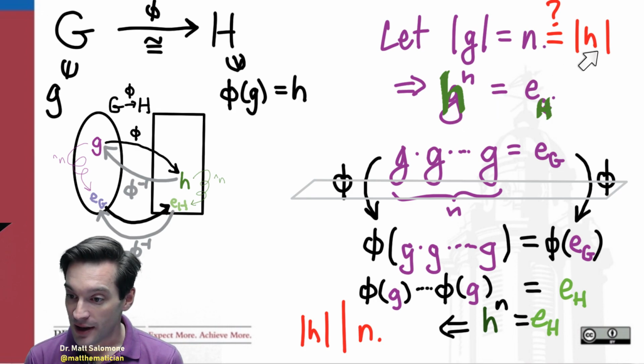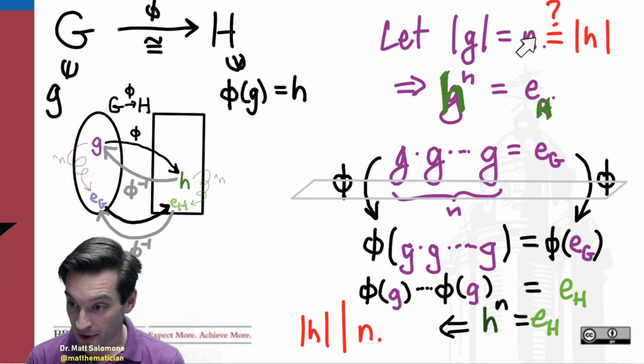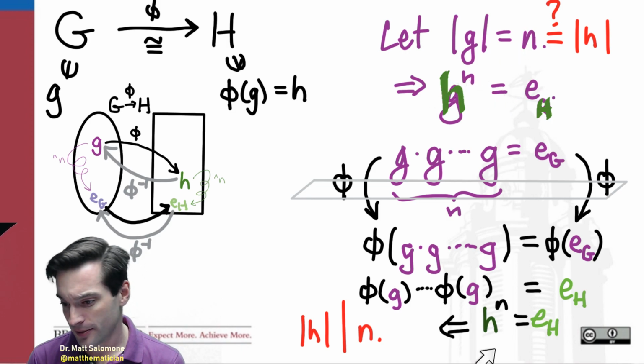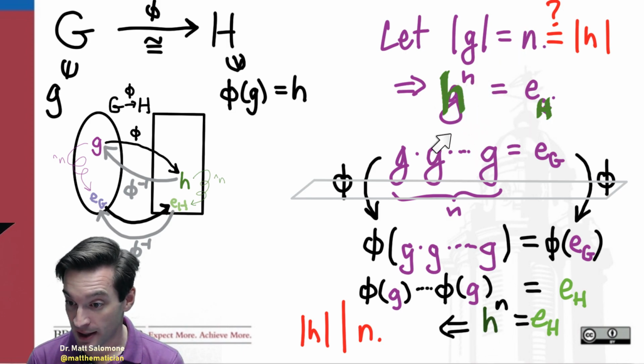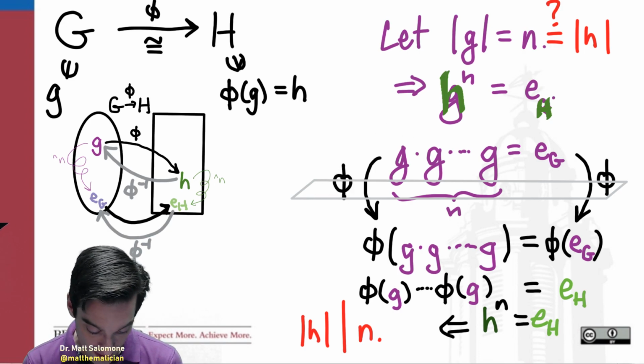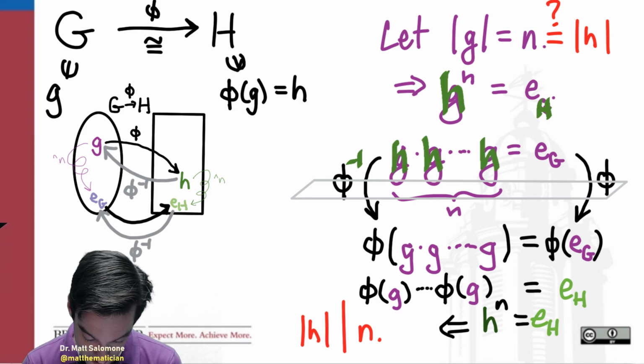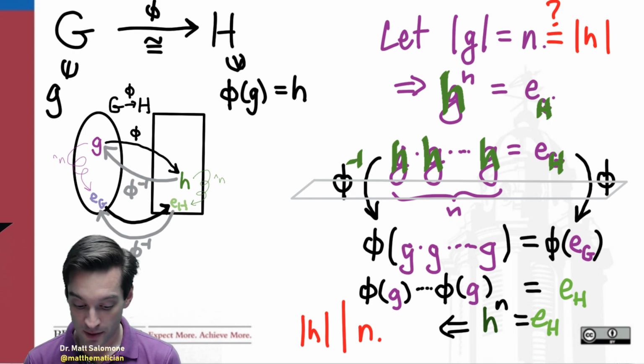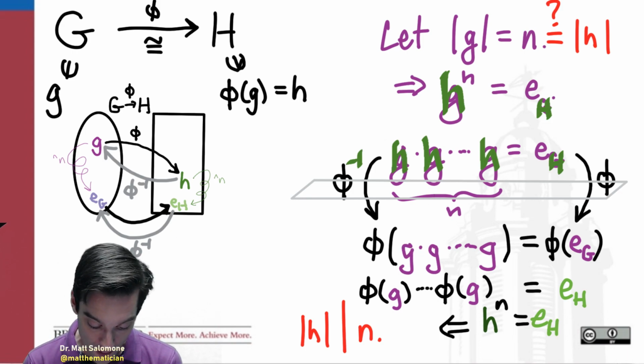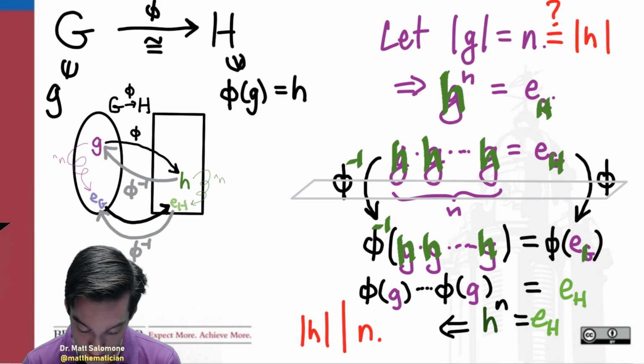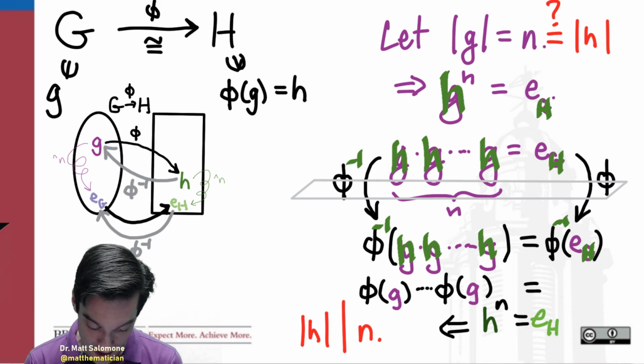Right? So if the order of h were equal to n, then the nth power of h is equal to the identity element of h. But then I'm going to use not phi, but phi inverse of h times h times h times h, done n times, right? And then use the homomorphism property that the inverse of phi has, because an inverse of an isomorphism is an isomorphism, and therefore has the homomorphism property. And then since the inverse is an isomorphism, it sends the identity to the identity. And so phi inverse of e_H is going to be e_G.